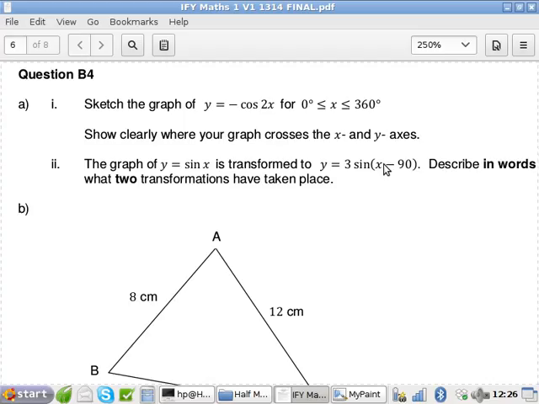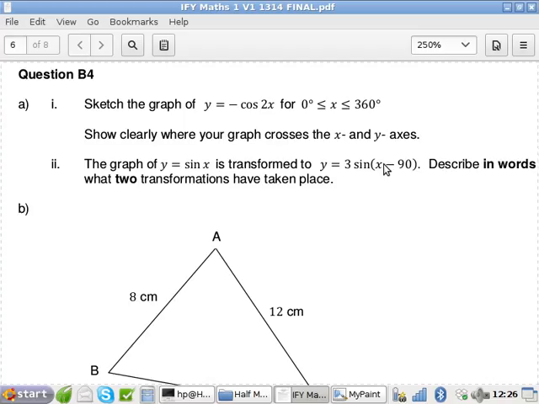Let's see what Victor has to say. The 3 will expand by a factor of 3 along the y-axis, and minus 90 will translate 90 units up. Translate 90 units up? No, try. Pony, go for it. Right to the left. No, right, to the right. Yes. So the answer is the 3 will expand 3 times on the y-axis, and the minus 90 will move the graph to the right 90 degrees.